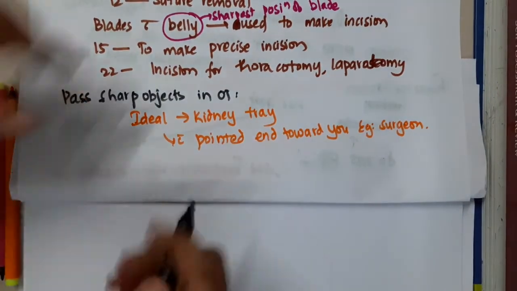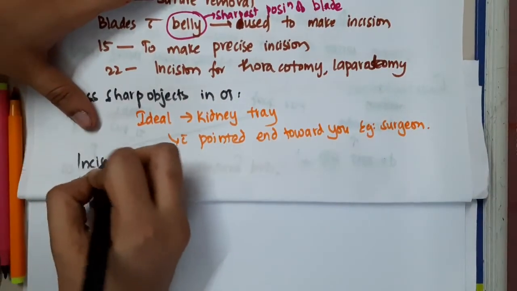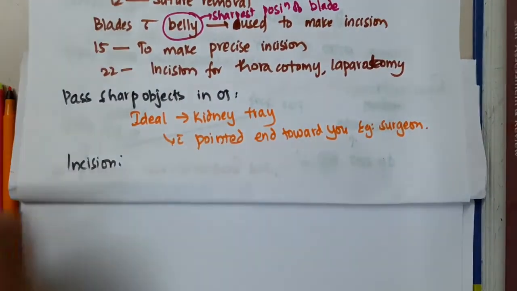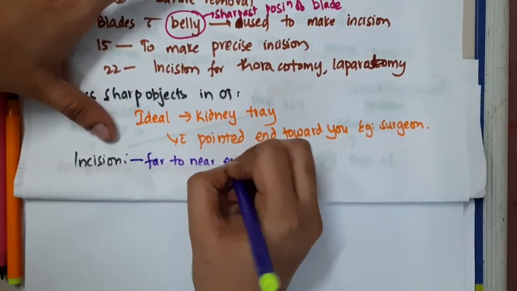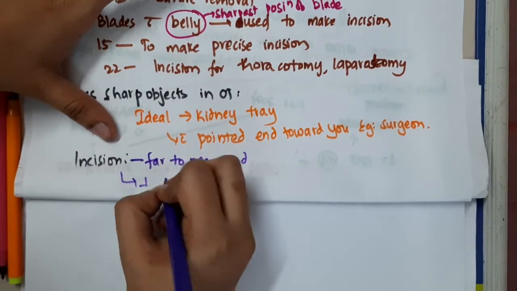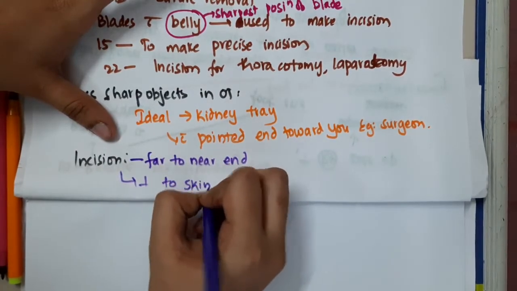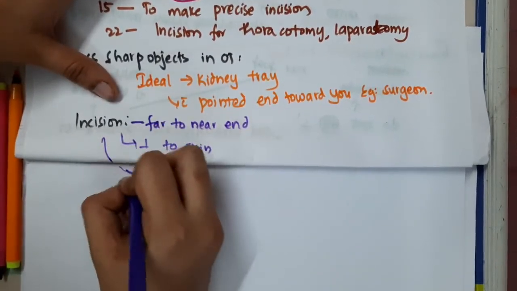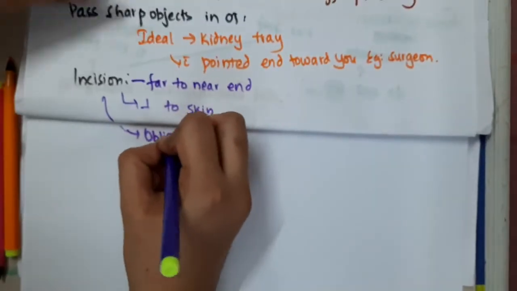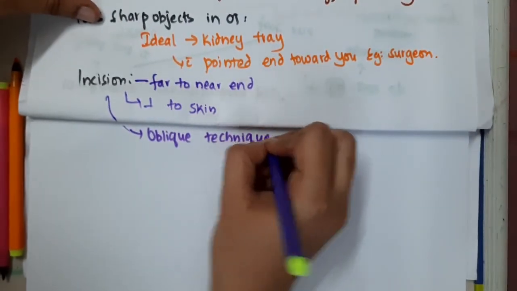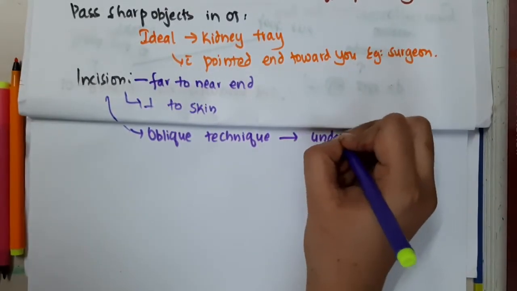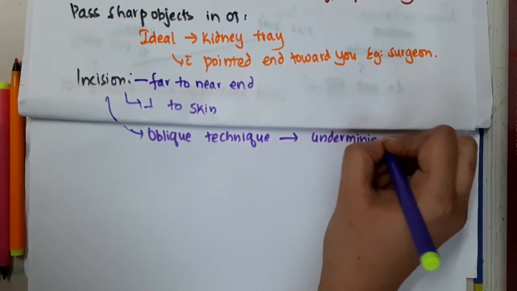Then how do you make an incision? Incision is made from far to near end. Incision is made perpendicular to the skin. Here we use the oblique technique in making the incision. This oblique technique will cause undermining of edges.